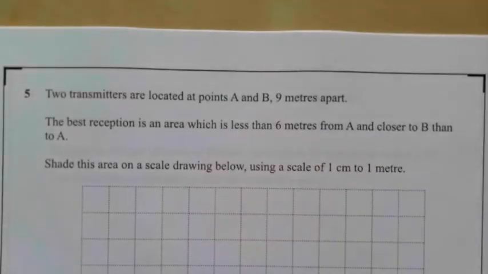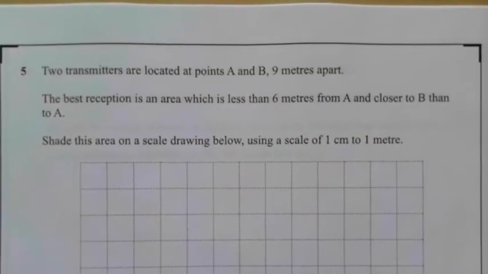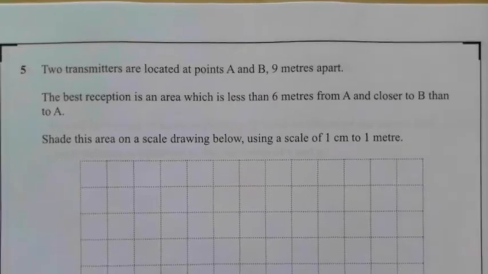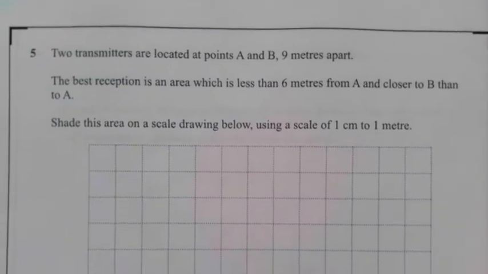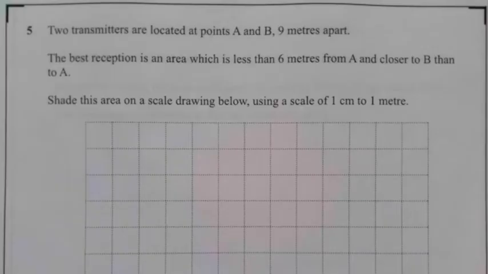Number 5, two transmitters are located at the points A and B 9 meters apart. The best reception is an area which is less than 6 meters from A and closer to B than A. Shade this area on the scale drawing below using a scale of 1 centimeter to 1 meter.